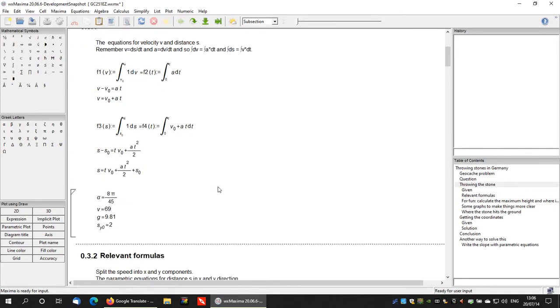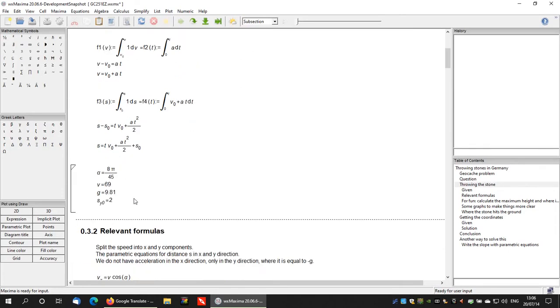Then what's also given is the angle, 32 degrees, that is 8π over 45 in radians, a speed of 69 meters per second, g is 9.81 meters per second squared, and the height, or the distance in y direction at 0, is 2, so the starting height is 2.